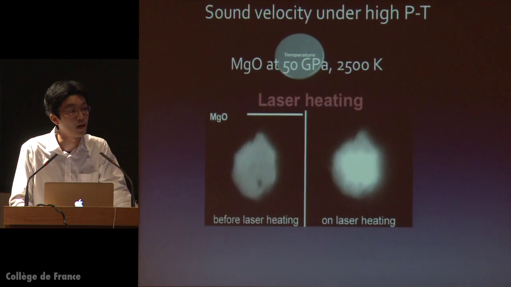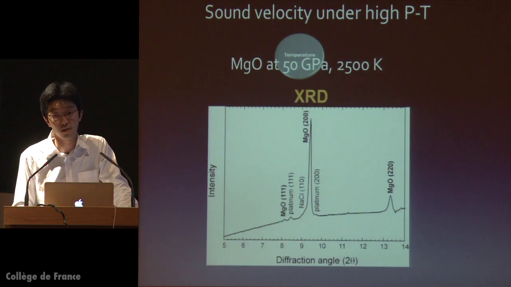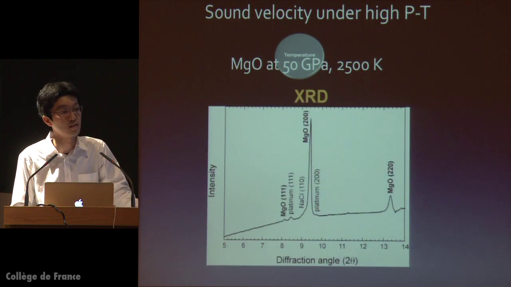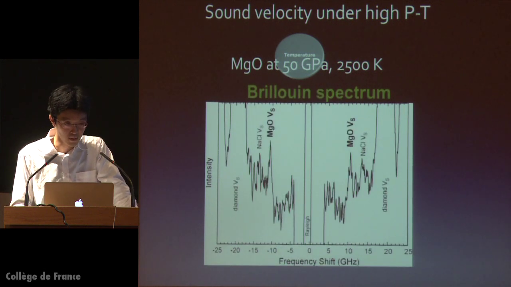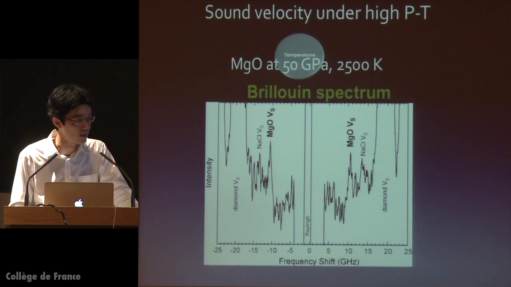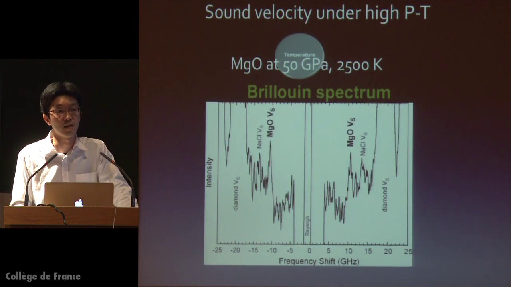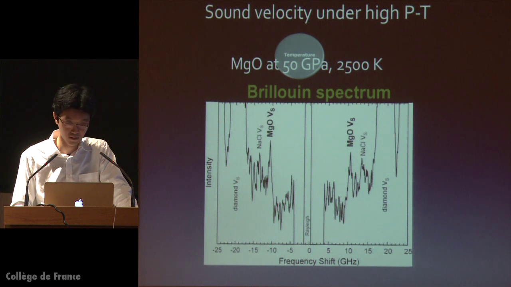So with this system, we have so far succeeded in obtaining the X-ray diffraction pattern at high pressure and high temperature conditions, and also the Brillouin spectrum like this. But the high temperature data still have large uncertainties due to experimental difficulties and also the experimental configurations, which apparently need to be improved in the near future. And this is an ongoing project for us.